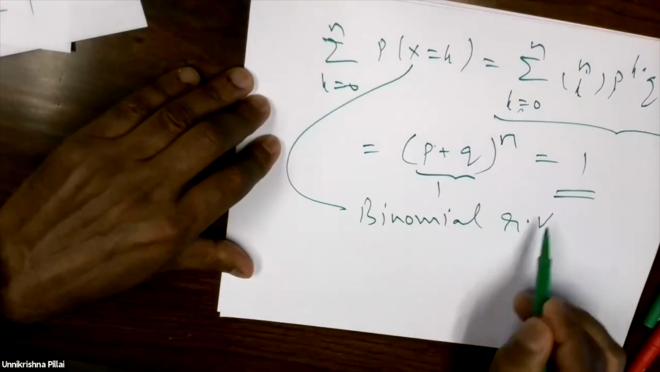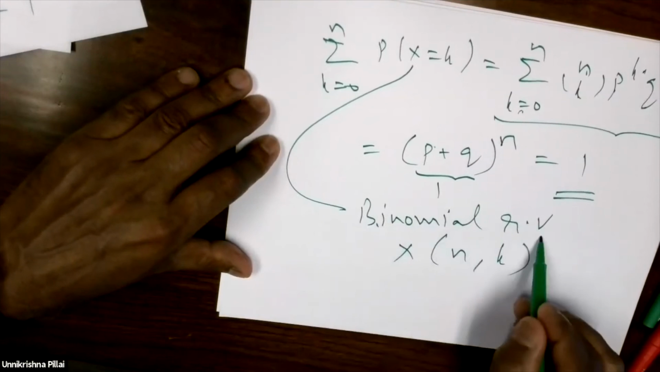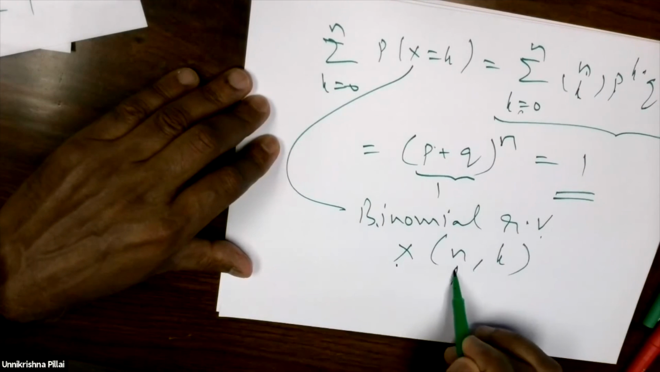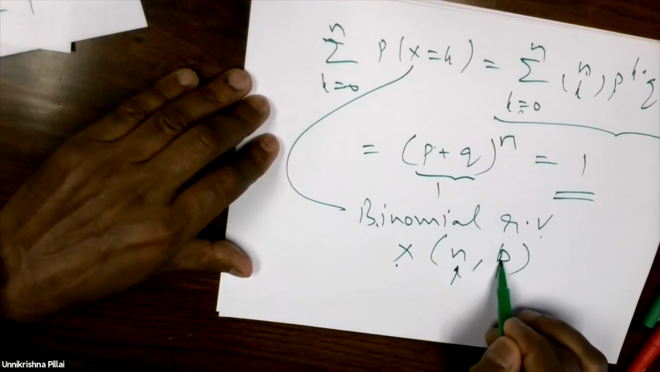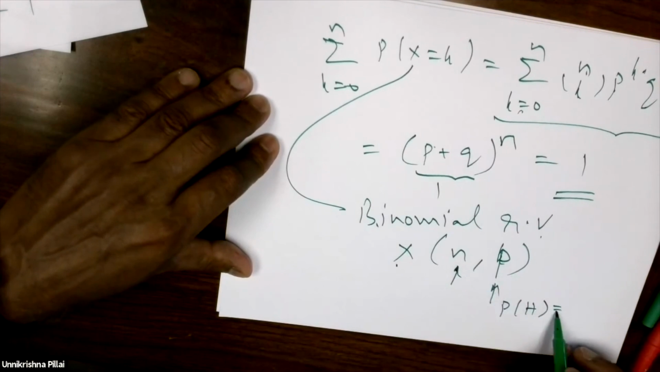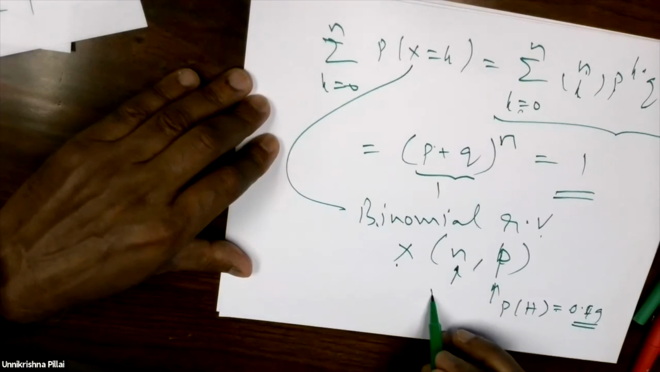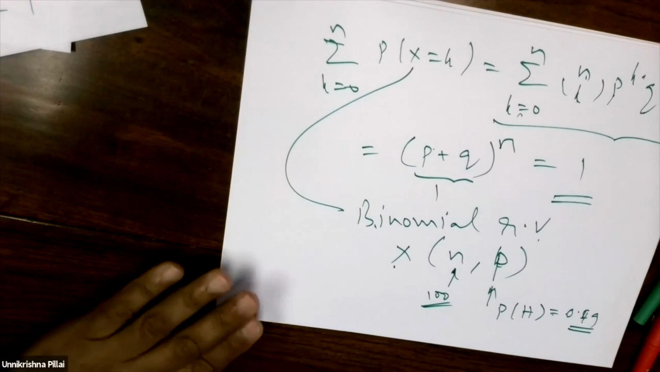So I introduced one random variable. We will write it like this. A binomial random variable x has two parameters: the number of tosses and the probability. This needs to be known, whether it is 0.5 or 0.49, and we need to know how many tosses we are doing. So it has two parameters, n and p.